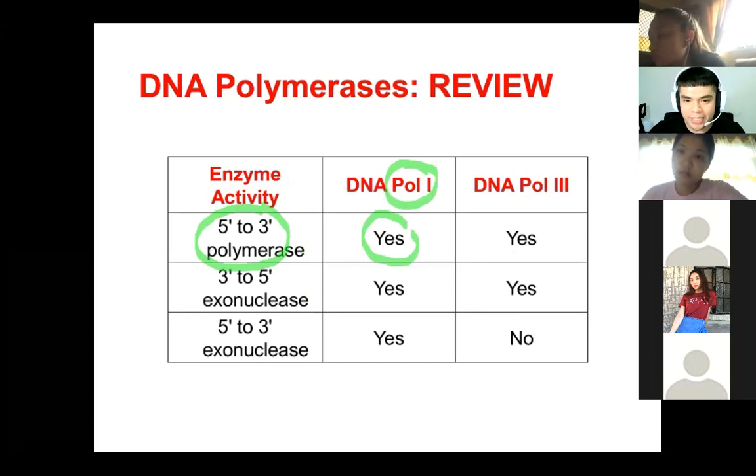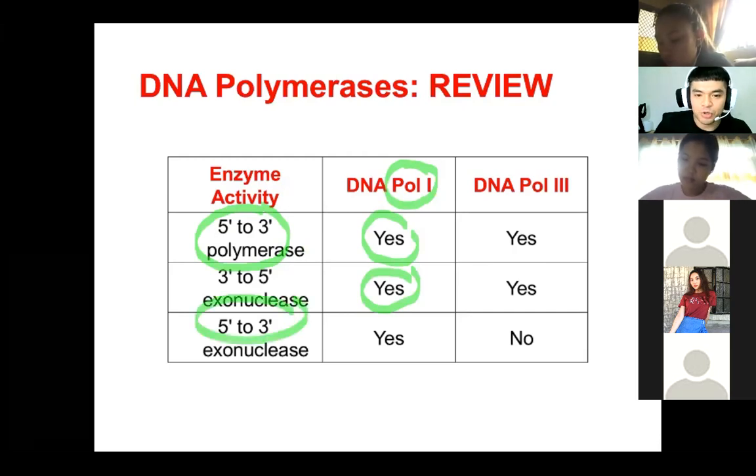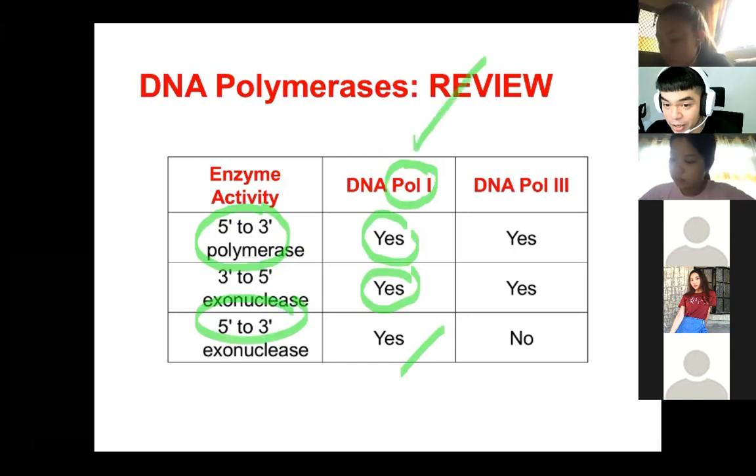Okay? Next. Meron ba siyang 3' to 5' exonuclease? Yes. So ano yung 3' to 5' exonuclease? Is it the removal of primer or is it proofreading? Yes, it's proofreading. Okay? Next, 5' to 3' exonuclease. Is it for the removal of primer? Removal. Yes, okay. So check na tayo sa polymerase 1.